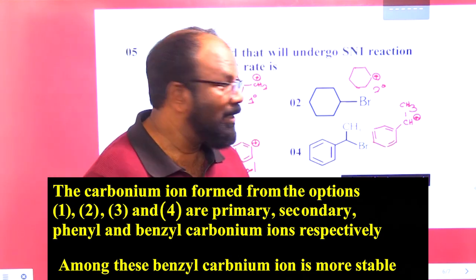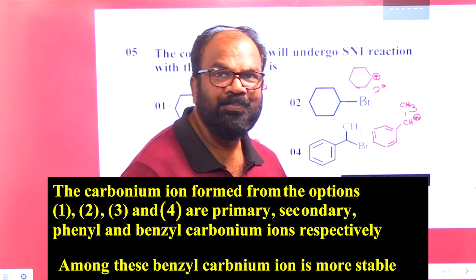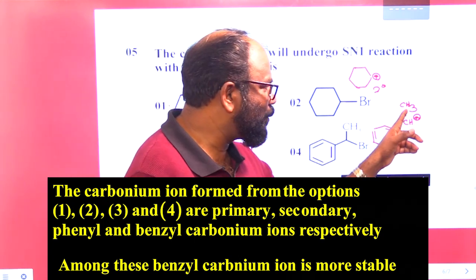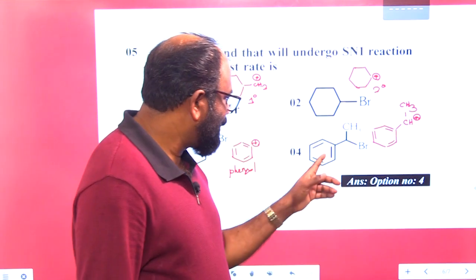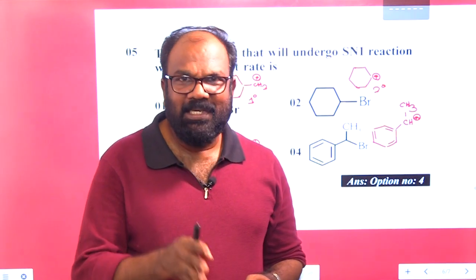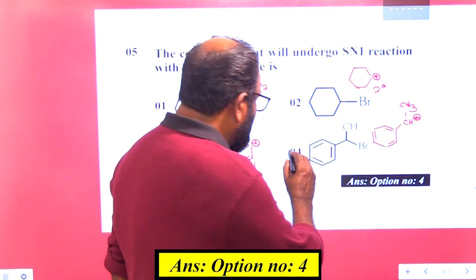It is more stable because this positive charge can be delocalized into the benzene ring, and hyperconjugation is also there because there are 3 alpha hydrogen atoms. So this is the compound which will undergo SN1 reaction with the fastest rate. So here the answer is option number 4.